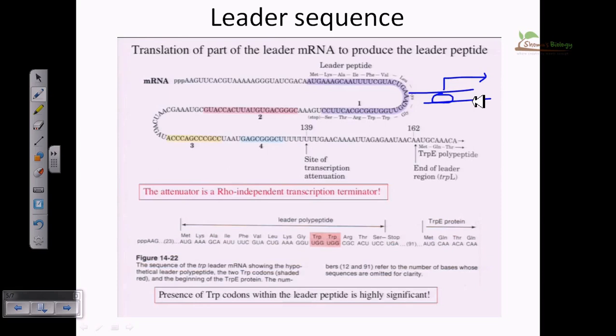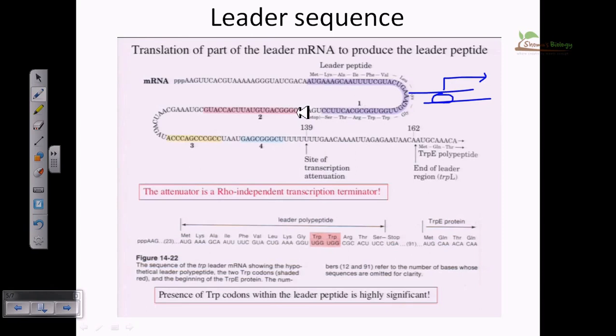In those situations, this tryptophan operon needs to shut itself down. When there is no repressor, or the repressor is not working, this is a way of blocking the process. This is called the leader sequence. Now, the leader sequence, as you can see, is made up of a huge stretch of sequence, as you can see in this case.